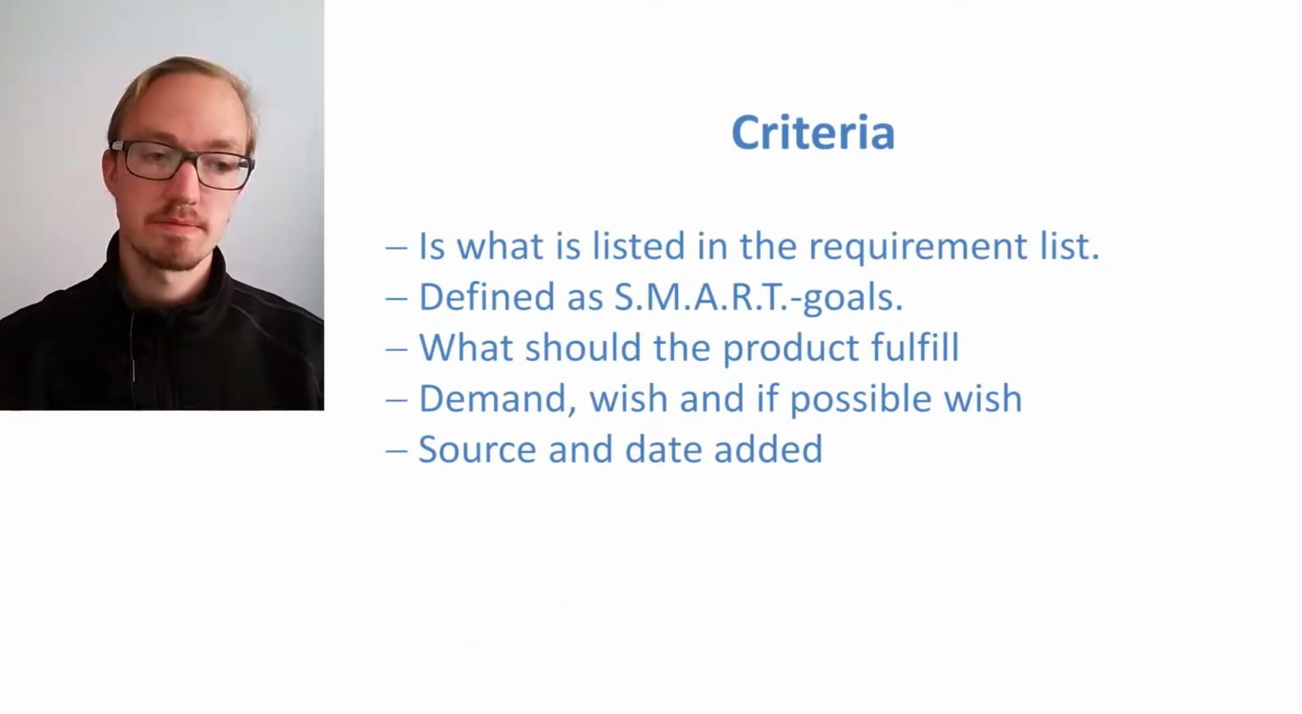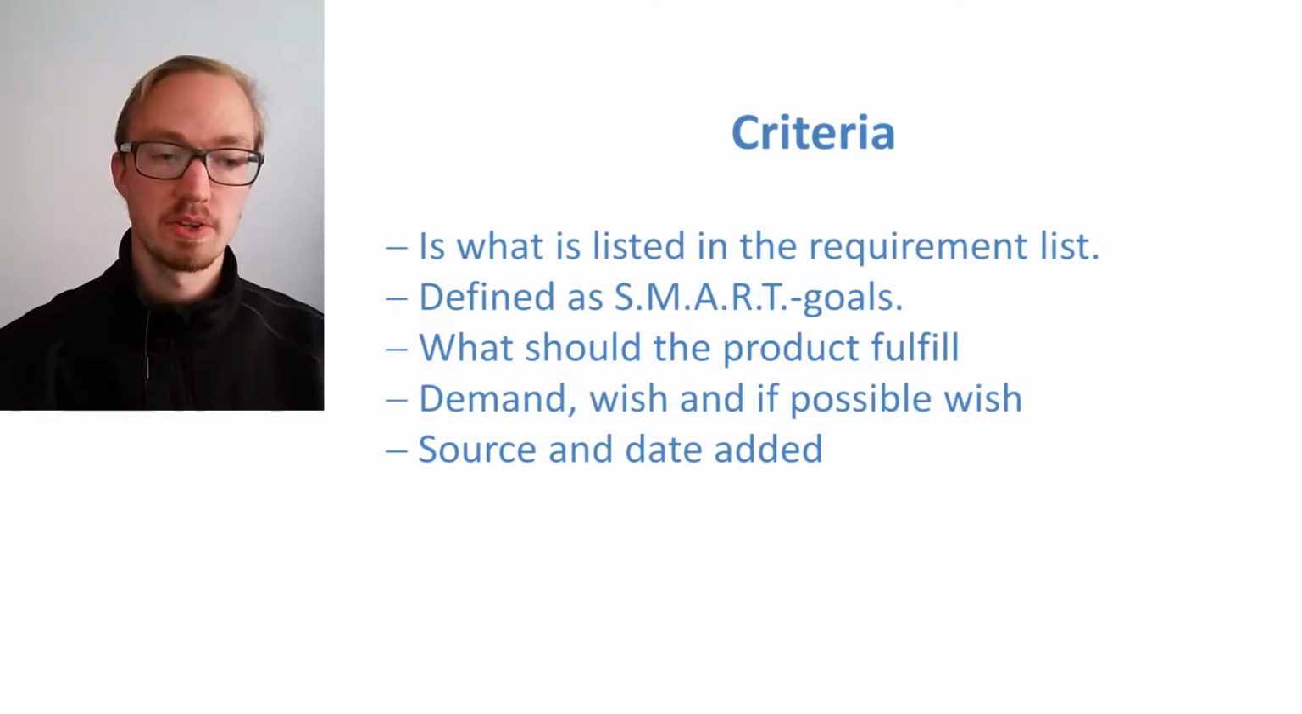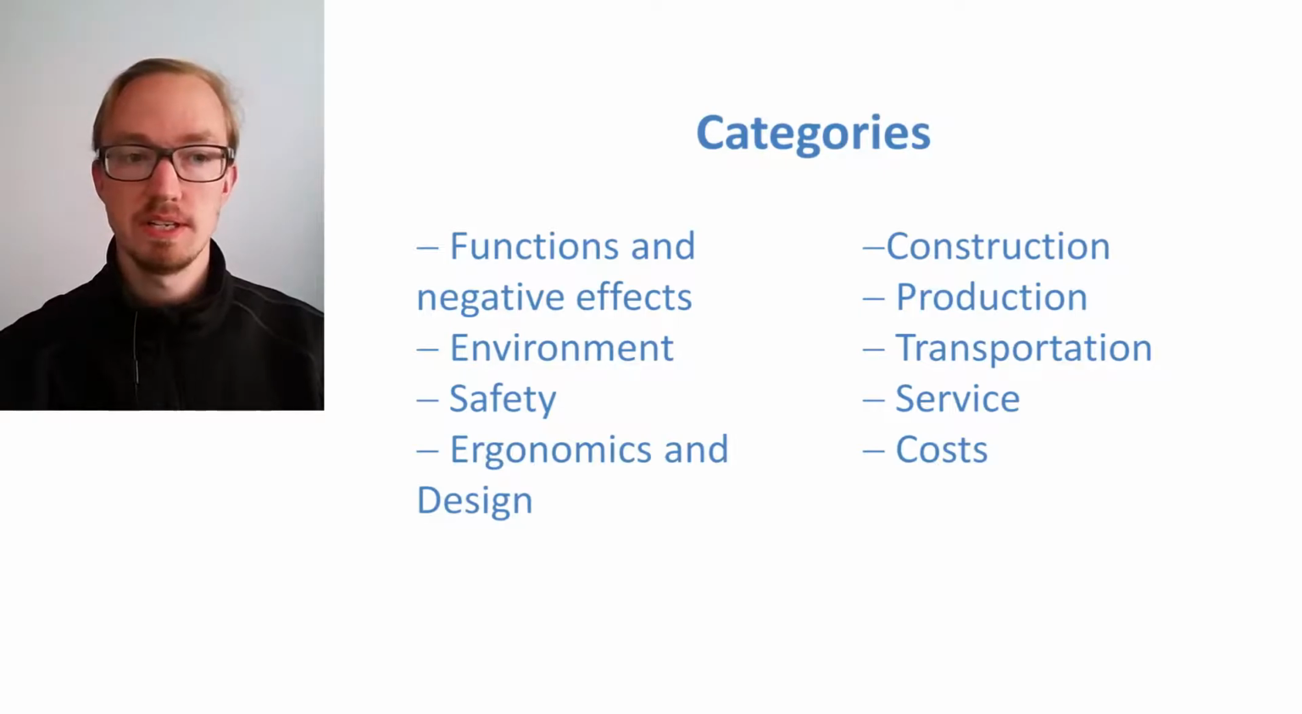The criteria have to be listed in the requirement list. They are defined by SMART goals, and they define what the product should fulfill. They are weighted basically in importance with demand, wish, and if possible wish. And you have the sources and the date for each criteria. You have a lot of different categories where you can put them on. It's very flexible.